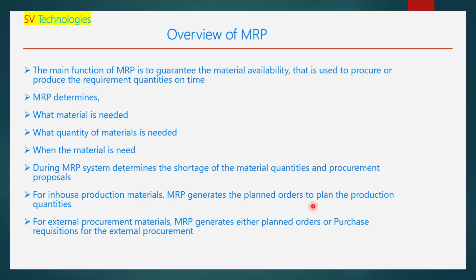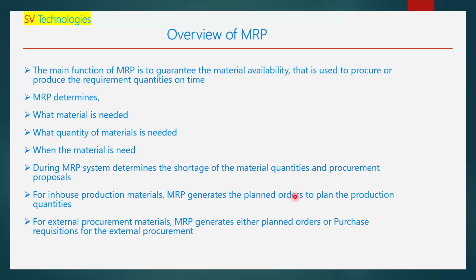For in-house production materials, the system will generate planned orders. This is very important. Whatever materials you are manufacturing within the plant, for those materials the system will generate planned orders. And for external procurement materials, the system will generate either planned orders or purchase requisitions, depending on the requirement. By default, external procurement means we go for purchase requisitions only. We don't need to have planned orders.